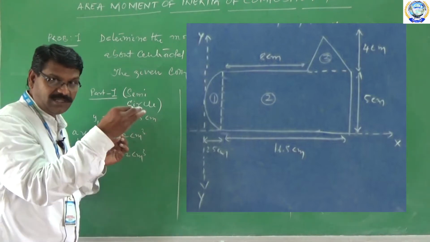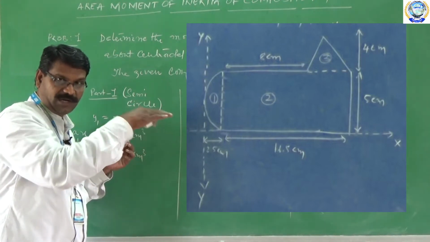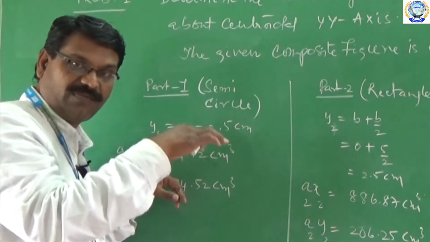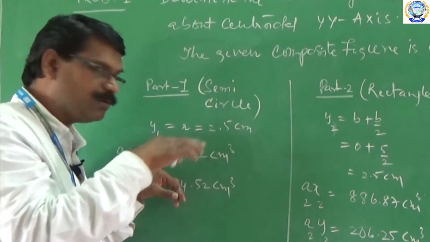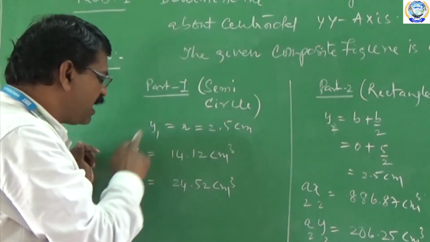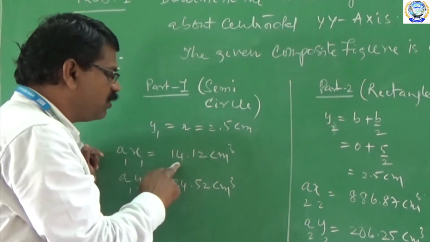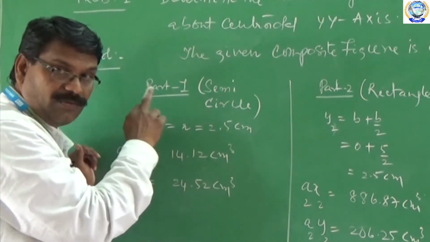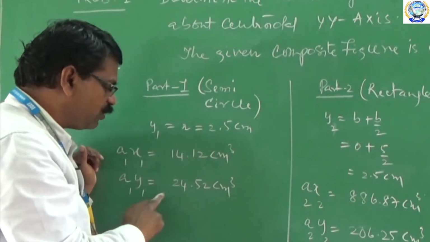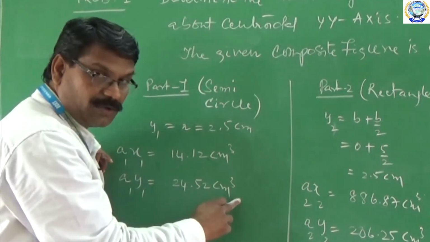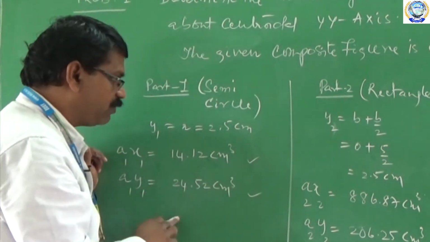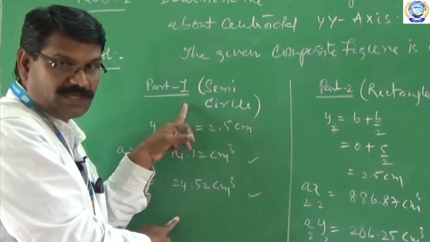Now, using the x1 coordinate and y1 coordinate, we will find a1 x1 like this. As we have already found a1, that is pi r square by 2. Bringing the values of a1 and x1, we find a1 x1, that is equal to 14.12 centimeter cube. And using y1 and a1, we can find a1 y1, which is equal to 24.52 centimeter cube. This a1 x1 and this a1 y1 belong to the first part, that is semicircle.